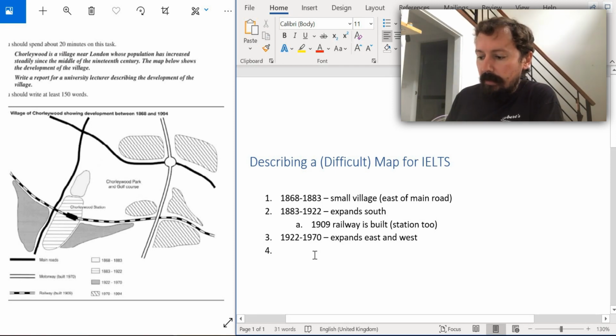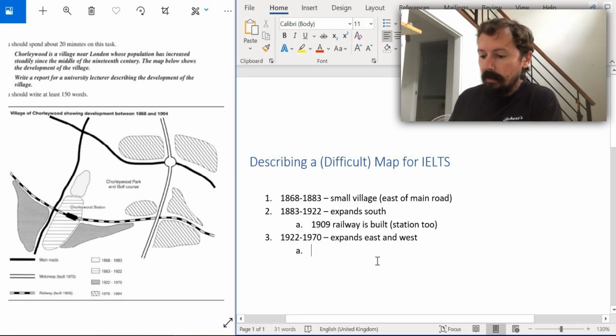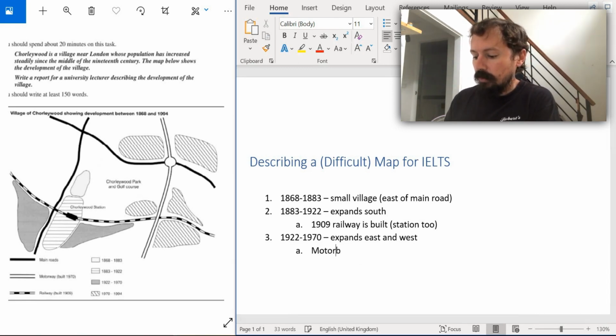Okay, then we get to the third section, and then we can see that in 1970 there was another event here, which was the motorway was built.